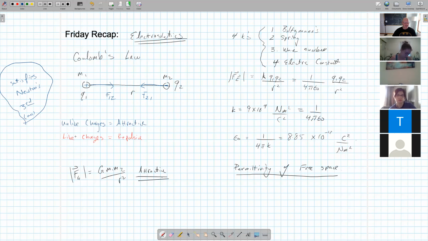But if I had like charges, so for example, if they both were positive charges instead, this would have resulted in a repulsive force. So in this case, Q1 would be repelled from Q2. Simultaneously, Q2 would be repelled from Q1, where the magnitudes of these forces would be the same. They're just in opposite direction. So remember, Newton's third law says that the forces are the same magnitude, just opposite in direction. So this is what Newton's third law tells us.